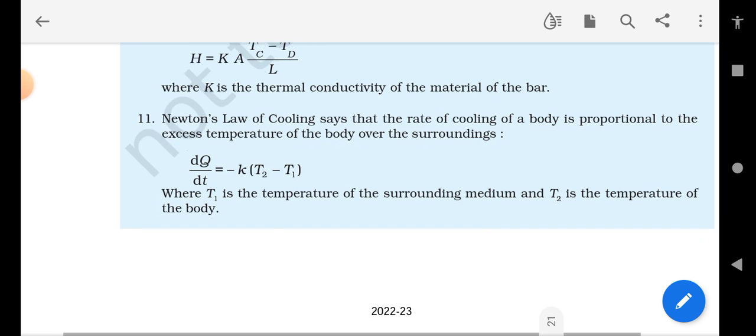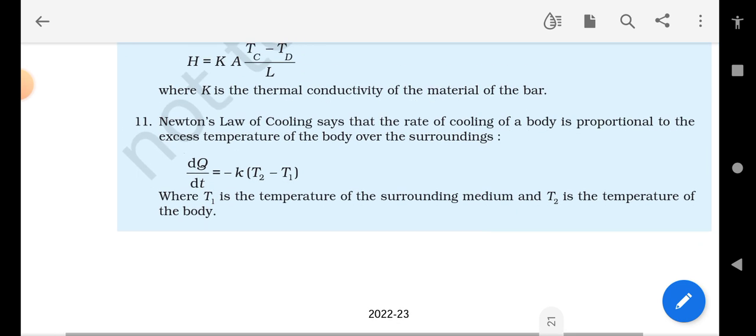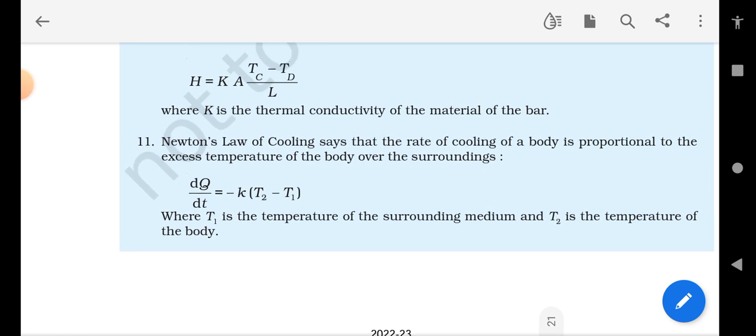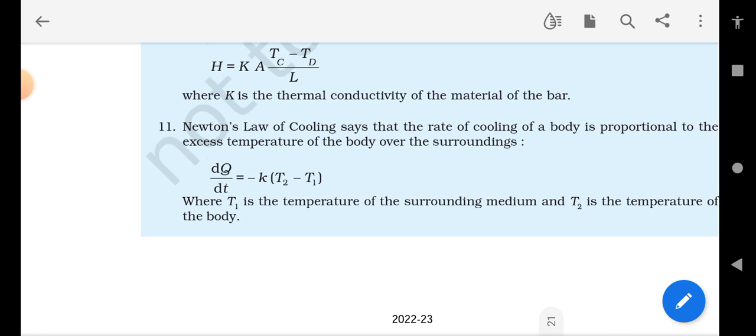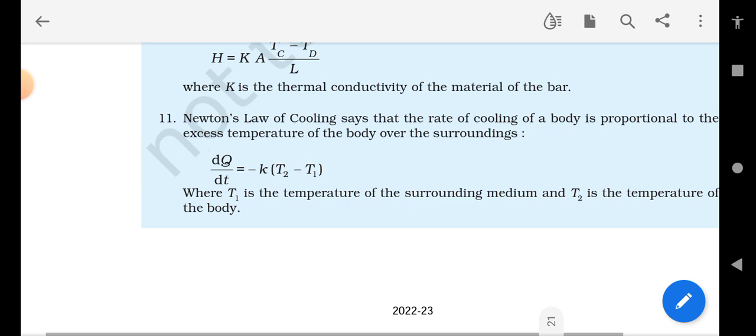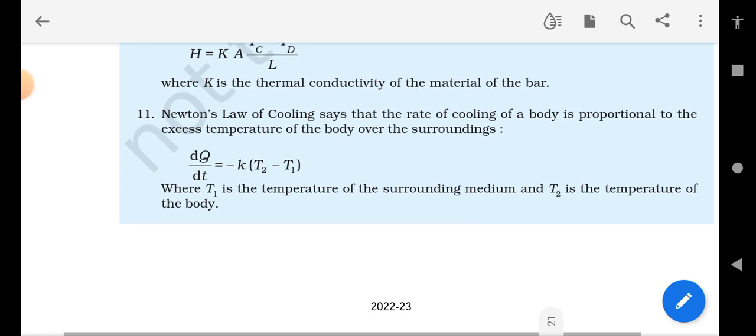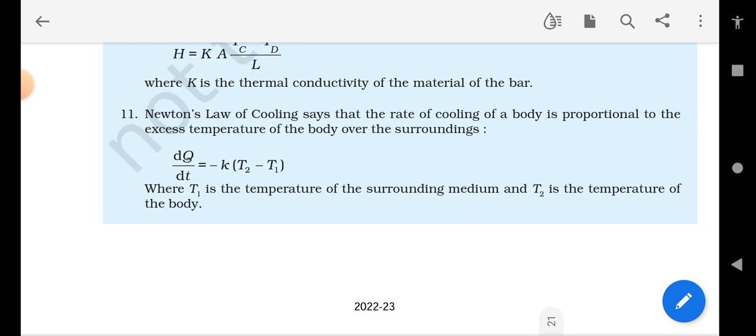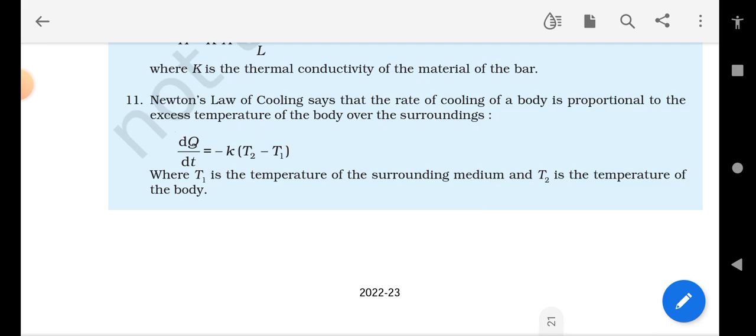Newton's law of cooling says that the rate of cooling of a body is proportional to the excess temperature of the body over the surrounding, that is, dQ by dt is equal to minus k (T2 minus T1), where T1 is the temperature of the surrounding medium and T2 is the temperature of the body.